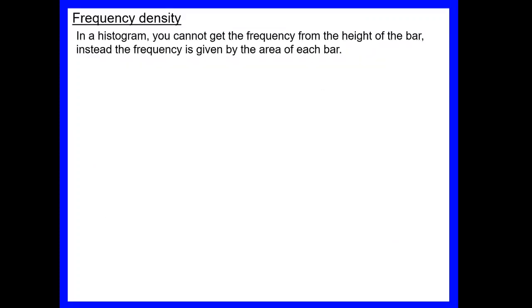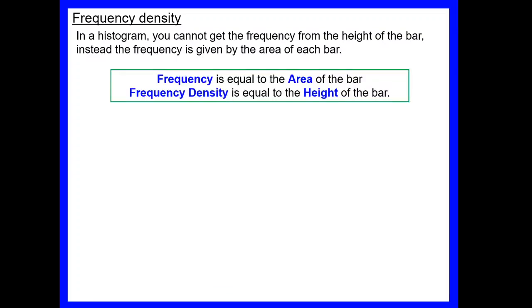Okay, so those are our two main differences. As I said, we're going to be looking at a histogram, so we need to be able to calculate the frequency density. We can't get the frequency from the height of the bar, instead we need to find the area of each bar and use that. Again, things in the green box are important, so please make a note of these in your maths book. Frequency is equal to the area of the bar, and frequency density is equal to the height of the bar. The formula that we need to find the frequency density, to be able to find the heights of our bars, is frequency divided by class width.